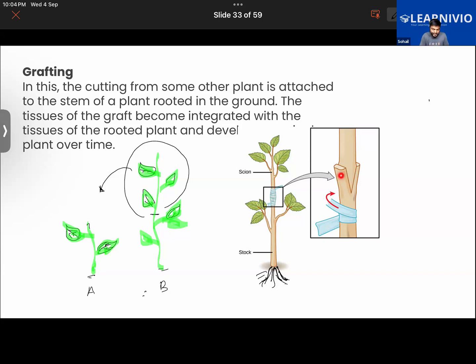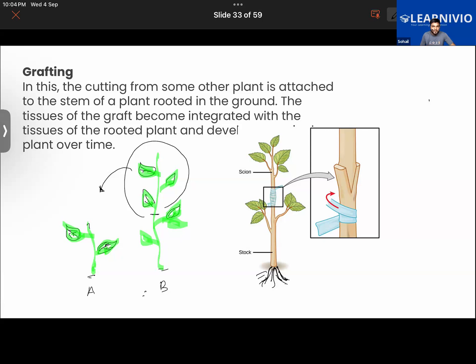As you can see, this is the manner in which it has been combined. You make a V-shaped cut like this, and the other one has a pointed shape like this, so that it goes in like this and gets fixed into this. And with the help of some polythene or tape, we can fix it like this. We are binding it like this.